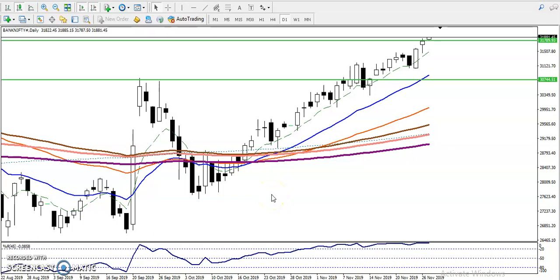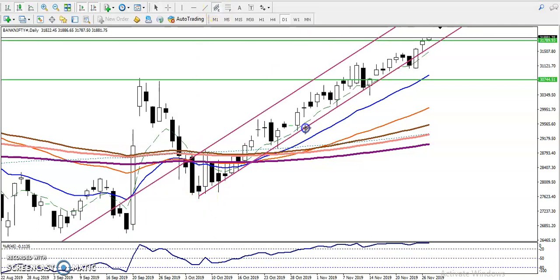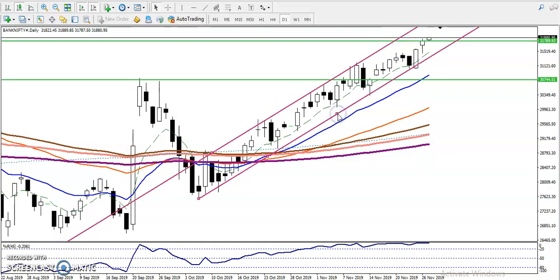Alright guys, this is Bank Nifty and the daily chart. So now we have seen Bank Nifty is running in a range, so you can say price channel. So let me show you the price channel. Now you can see we have seen prices running in this channel.